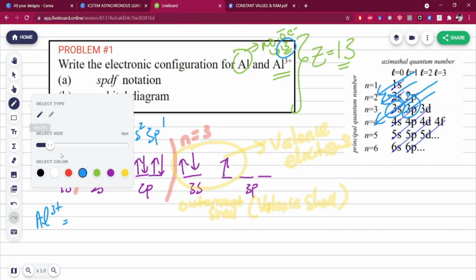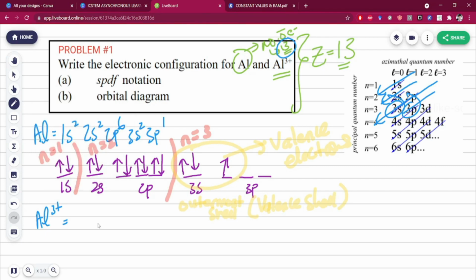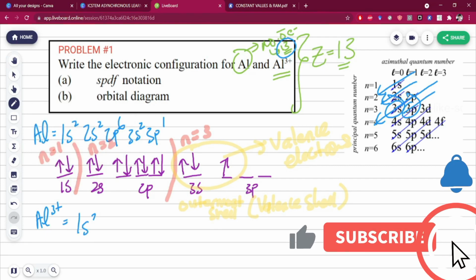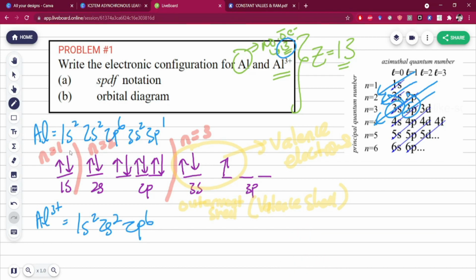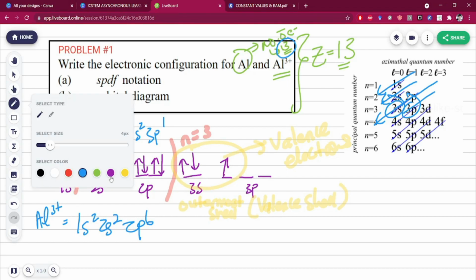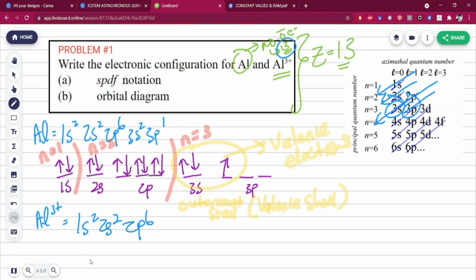Therefore, the SPDF notation would be 1s2, 2s2, 2p6. You have 10 electrons, 6, 7, 8, 9, 10. Okay, because you minus 3. And the SPDF notation for that one, for the orbital diagram, you have 1s.